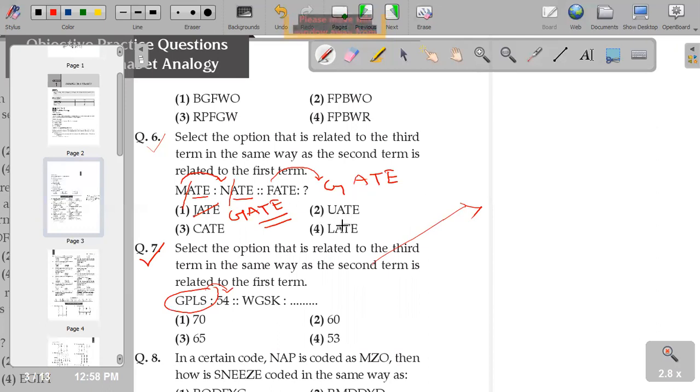I write here. So how does GPLS become 54? Remember my words. Whenever you get this type of question where alphabets become digits, then you have to write the position of all the alphabets.